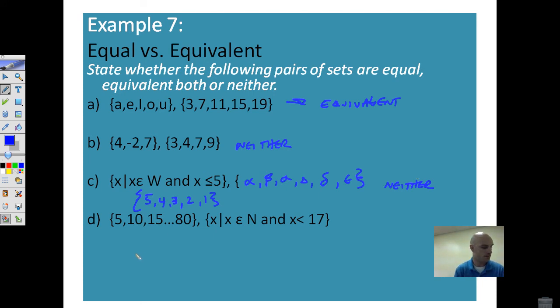What about D? If it's 5, 10, 15, 20, 25, 30, 35, 40, 45, 50, etc. And this is all of the numbers that are less than 17, so this would be 1 through 16 in this set. And there are 16 elements in this set because 5 goes into 80 16 times. So they each have 16 elements, so these would be equivalent.